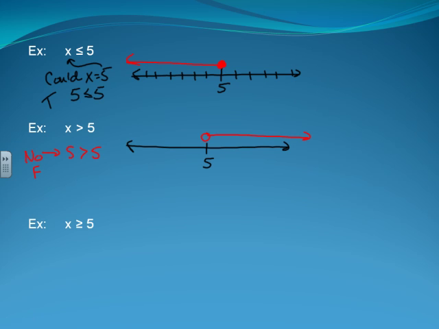x is greater than or equal to 5, exactly the same as the problem above it. Everything to the right or larger than 5 will work. The difference, though, is now 5 itself will work because 5, although it's not greater than 5, it is equal to 5. So 5 is equal to 5 falls in this category. We now need a closed dot as opposed to an open dot.